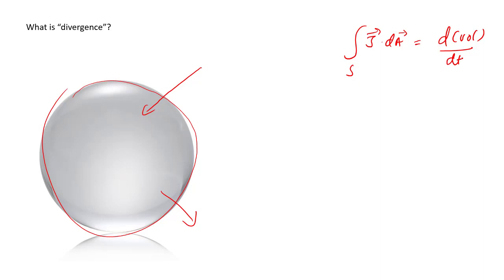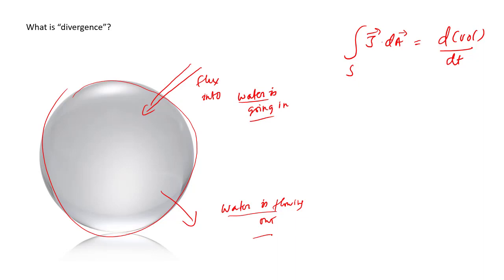That is because if there is a flux into it, then let's consider a fluid flowing. So if there is flux into this, then water is going in, right? If there is a flux out, water is flowing out. So if I can know the net flux, then I can know how the volume of water inside the sphere is changing, right?